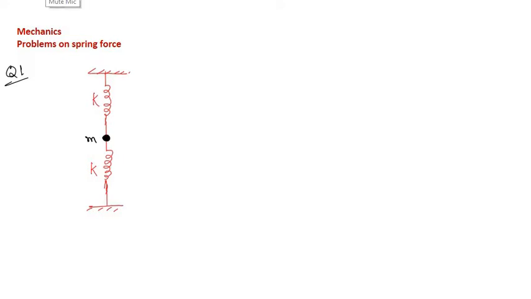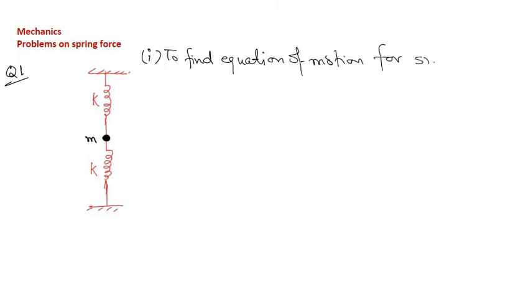Problem number one. There are two springs having spring constant K and a body of mass M in between. The question is to find the equation of motion for a small oscillation along the x direction, and the coordinate system is defined like this: this is x and this is y.